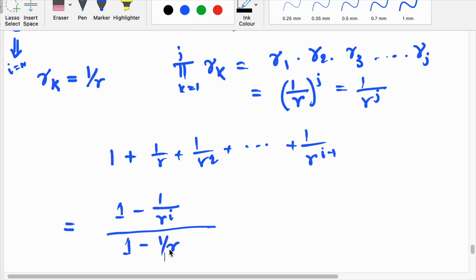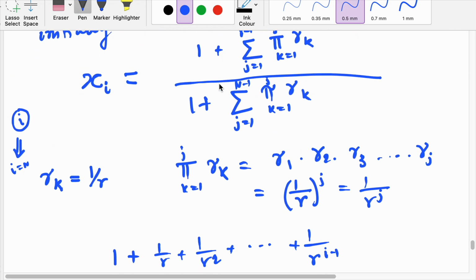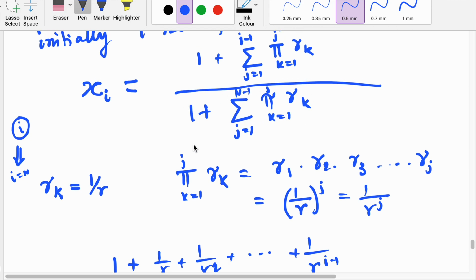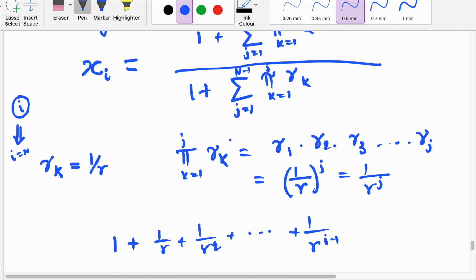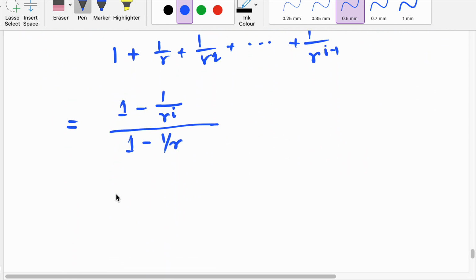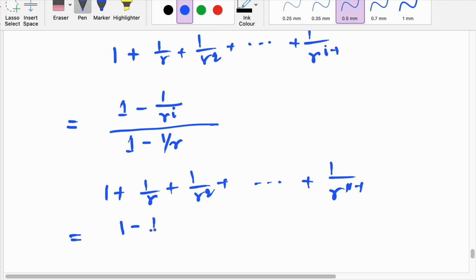So this is the thing. The lower is exactly similar to the upper, only the limit is n minus 1. So in place of this much, I will get a series like this, and it will go up to 1 by r to the power n minus 1, and this is again a GP series, and the result will be simply 1 by r to the power n and 1 minus 1 by r.